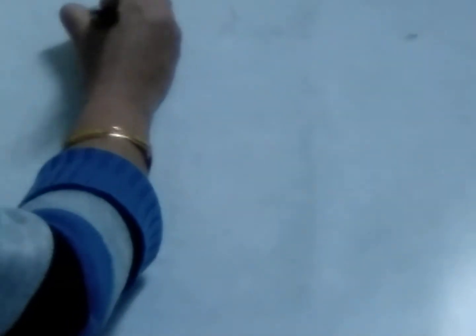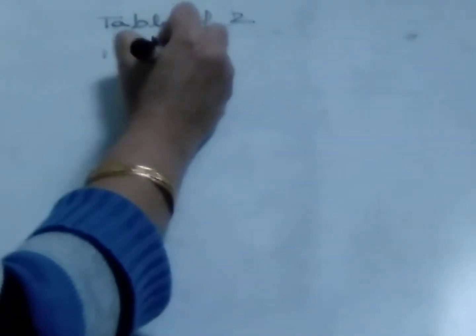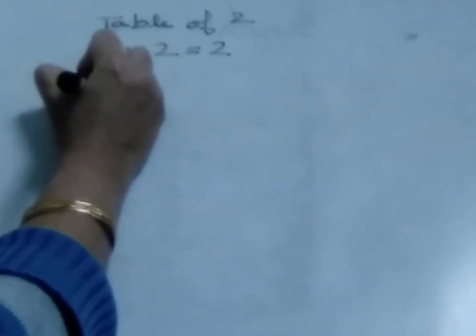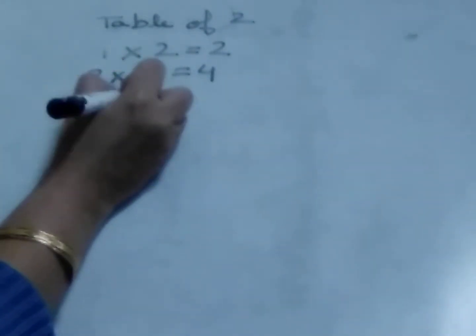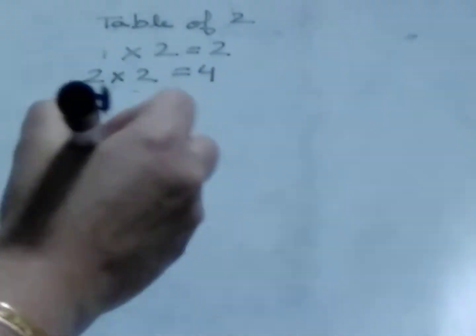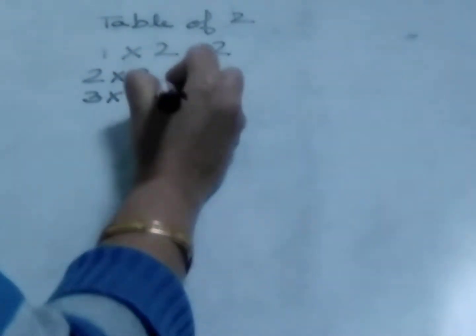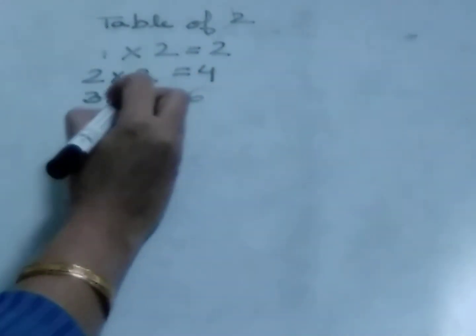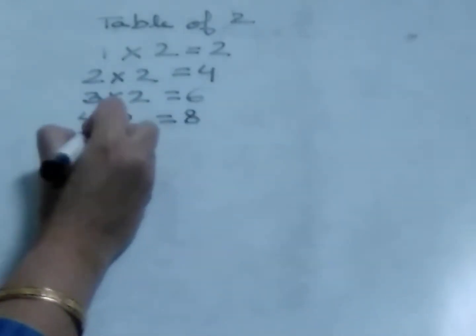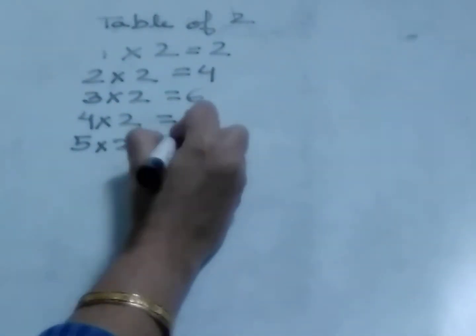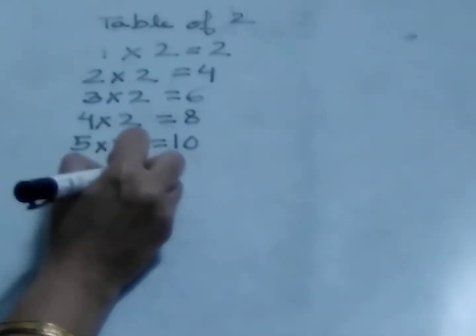In the same way, let's complete the table of 2. 1 2s are 2. 2 2s are 4. 3 2s are, that means 3 times 2, 3 2s are 6. 4 2s are 4 times 2, 8. 5 2s are 10. 6 2s are 12.